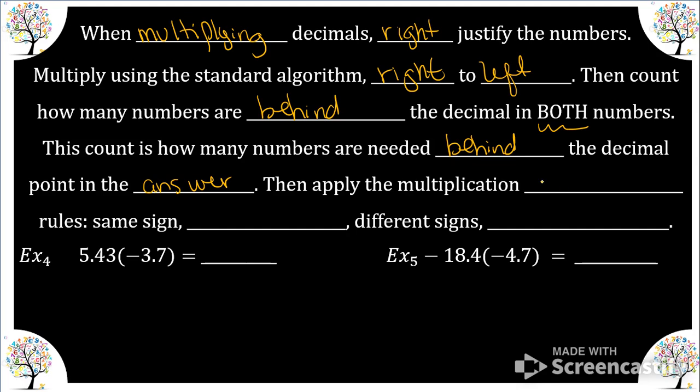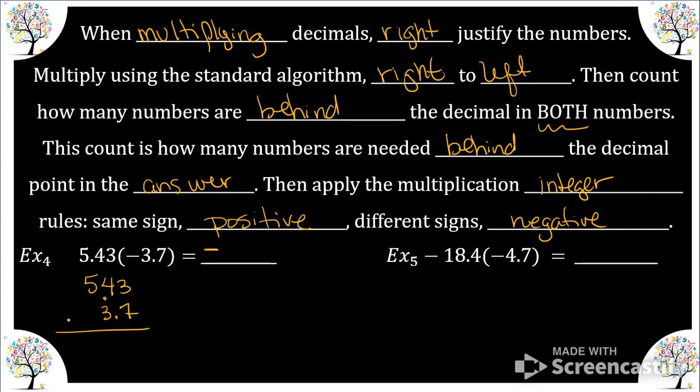Then we're going to apply the multiplication integer rules, where if we have the same sign, we get a positive product, and we have different signs, we get a negative. So in example number 1, signs are different, so we know we'll get a negative answer. We are going to write our numbers neatly, and we're going to multiply.